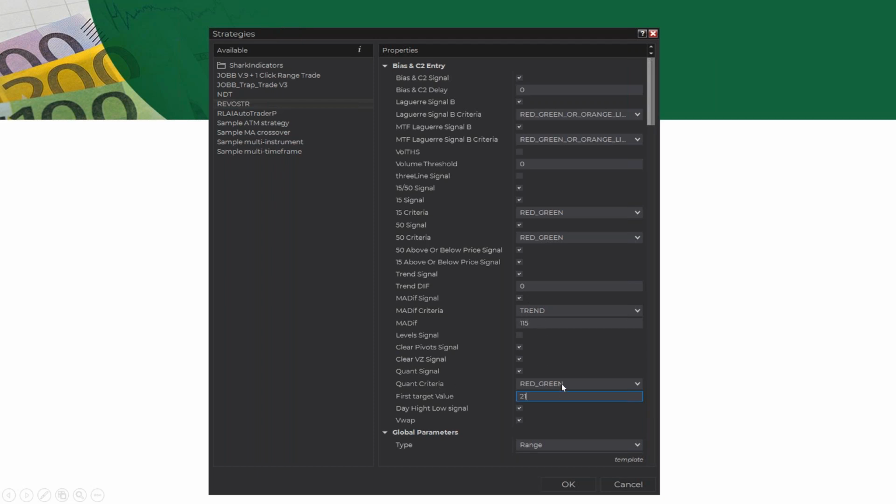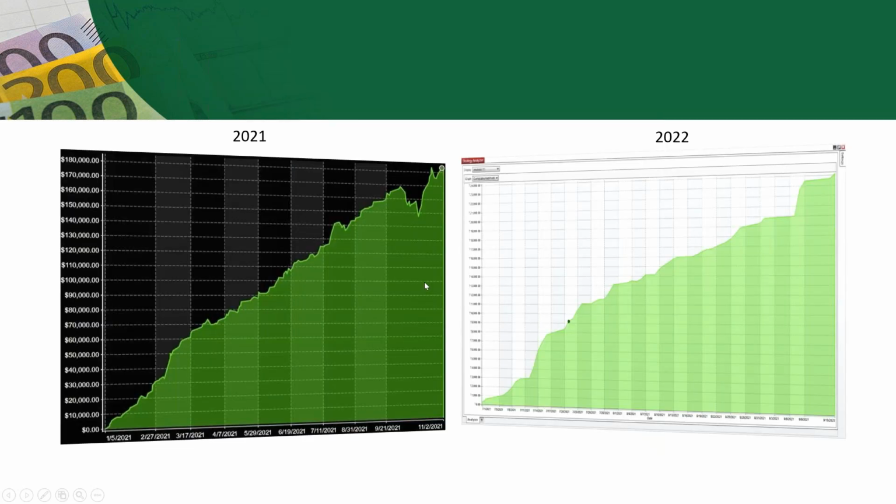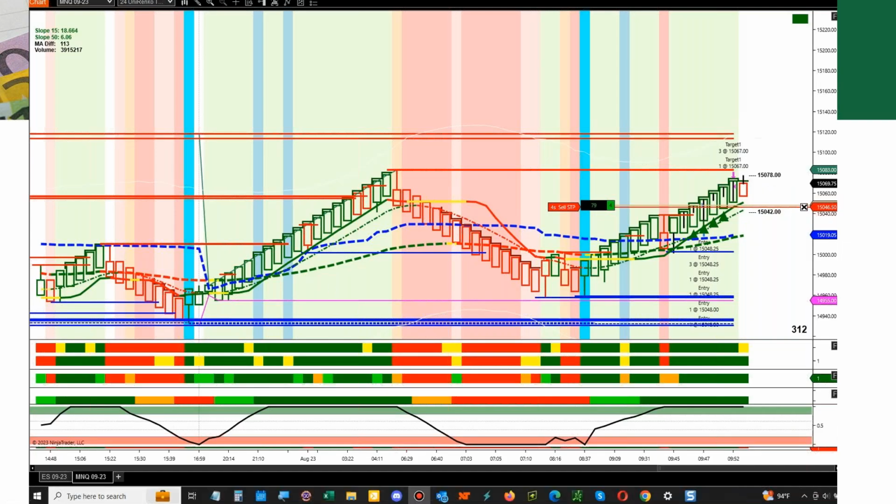We want the quants either red or green. And we want to clear the higher time frame support or resistance and clear the pivots. So basically, it's following the rules I just went over for manual trading. And that's what it does. And here's what it did in 21 and 22.